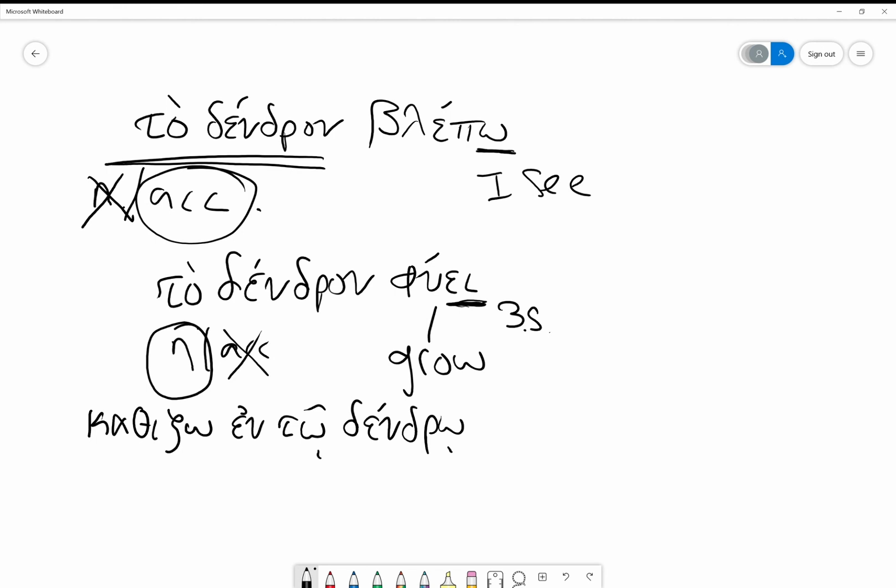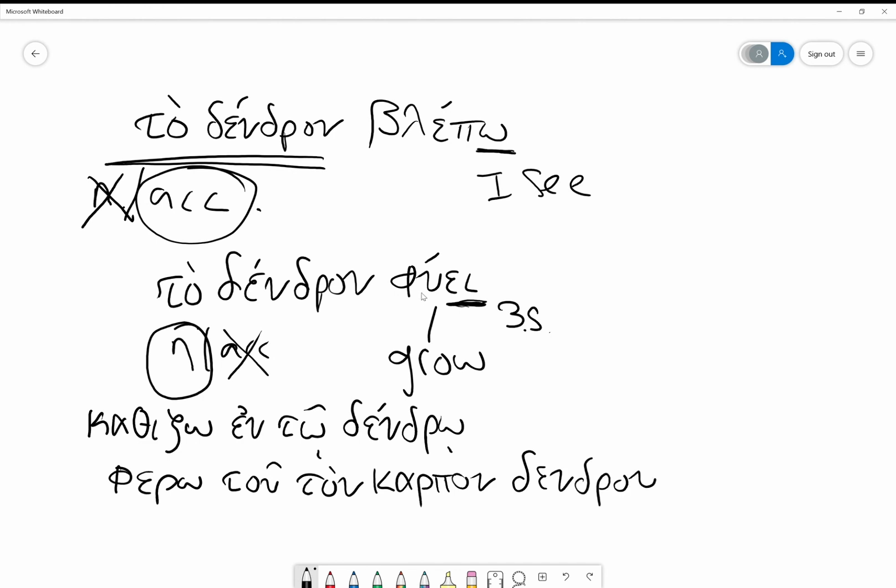Or we can add some complexities. We can make a more complex sentence. We can say, phero I carry, ton karpon tou dendrou. So this is a little anomaly of Greek. Remember I said sometimes things can get inserted between the article and the noun, and this is an example.